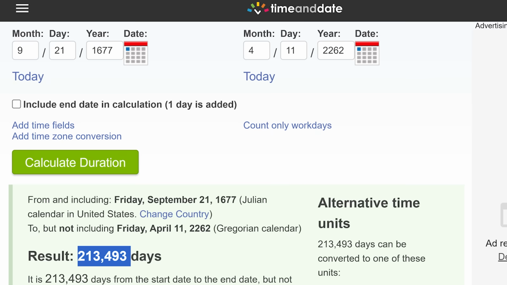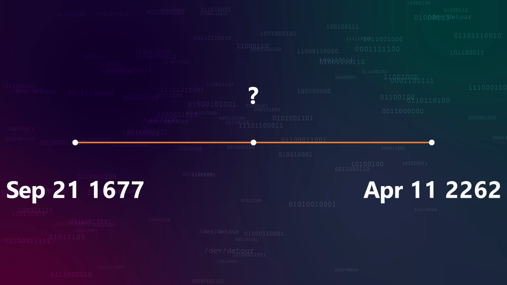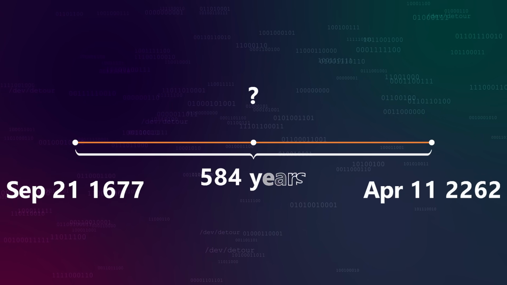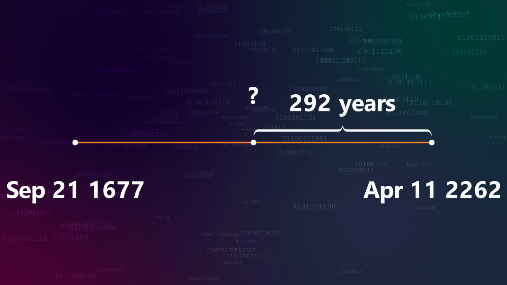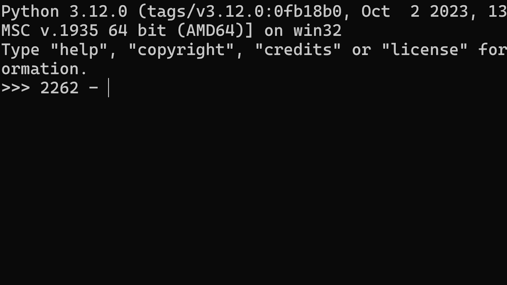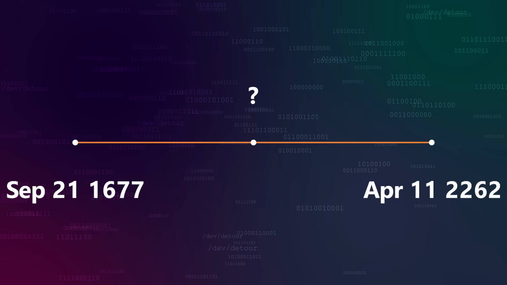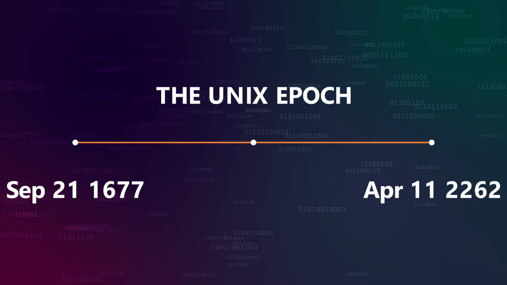And there are this many days between then and November 20th, 1677. This is about 584 years. Divided by 2, that's 292. So to get the middle point of this range, we just subtract 292 from the max value. Any guesses? That's right, it's secretly been the Unix epoch all along, January 1st, 1970.